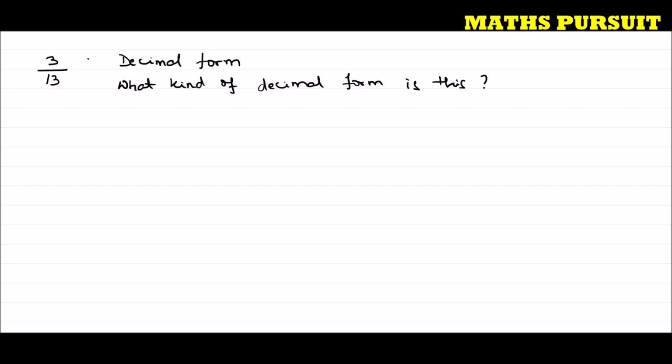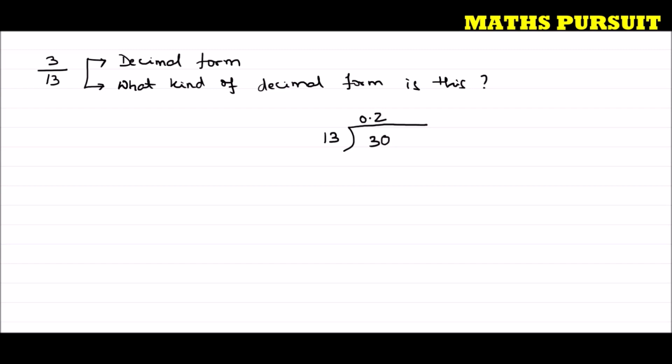Now the question has given us 3 upon 13. First we need to convert it into a decimal form, and then we need to find out what kind of decimal form this is. Now let us divide 3 by 13 in our traditional way. 13 and 3 is less than 13, so it is not directly divisible, so we need to add a 0. That means I need to put 0 point and then add a 0 here.